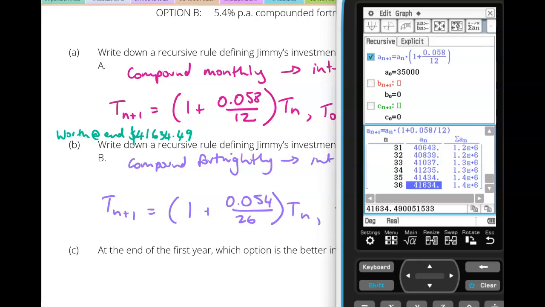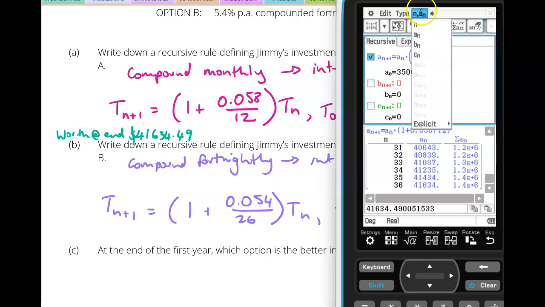So what do you think might be a good idea here? Put it into the next one, put it in B. Yeah. But be very careful. If you're putting in B, you've got to use BN, not AN, because it will let you put AN if you want. So be careful. So use BN, not AN. And the initial is back at 35.